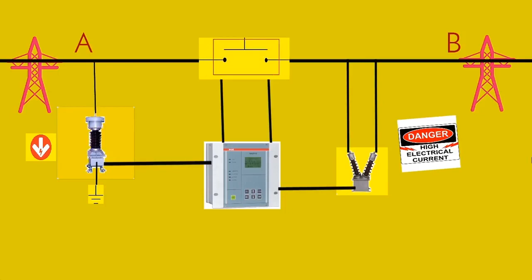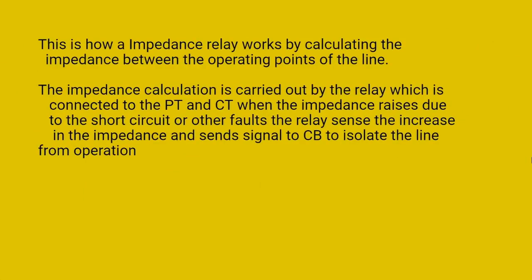This is how an impedance relay works, by calculating the impedance between the operating points of the line. The CTs and PTs calculate the impedances by protective relay, which isolates the system to safeguard the operation.